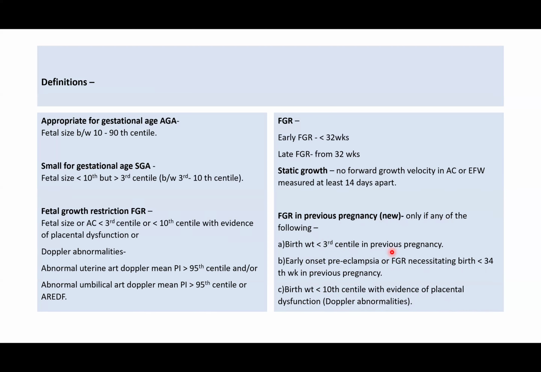Okay, so in the current pregnancy, this will be the definition of fetal growth restriction. That is, fetal size or abdominal circumference is less than 3rd centile or less than 10th centile with placental dysfunction or Doppler abnormalities.